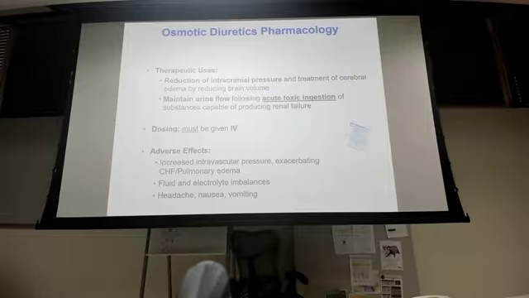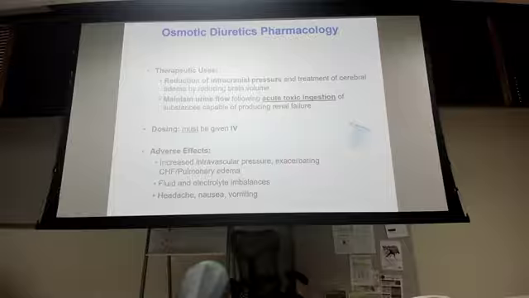I think I've hit everything on this slide already. Acute care uses. This is an ICU or an ER. I'm not doing this on outpatient. Increased intracranial pressure and an IV, it's mannitol.